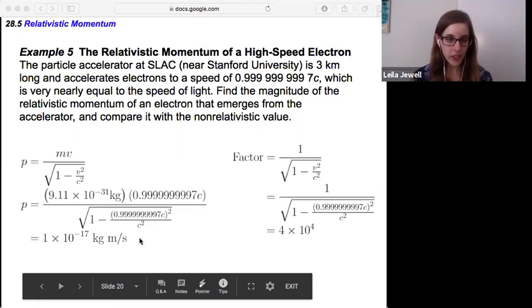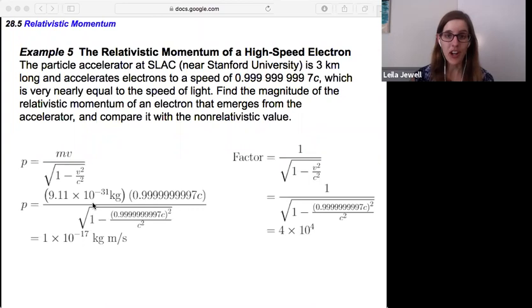So that can help. And what we get is that the momentum of these tiny, tiny electrons is 1 times 10 to the minus 17 kilograms meters per second, which is pretty small, but it's way bigger than the mass of the electron. So this is traveling very, very fast.